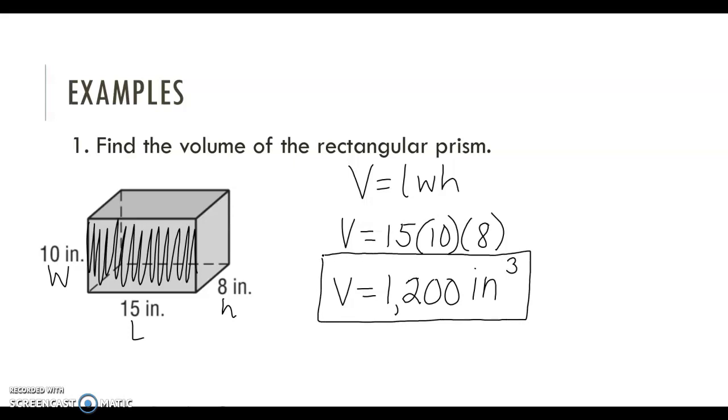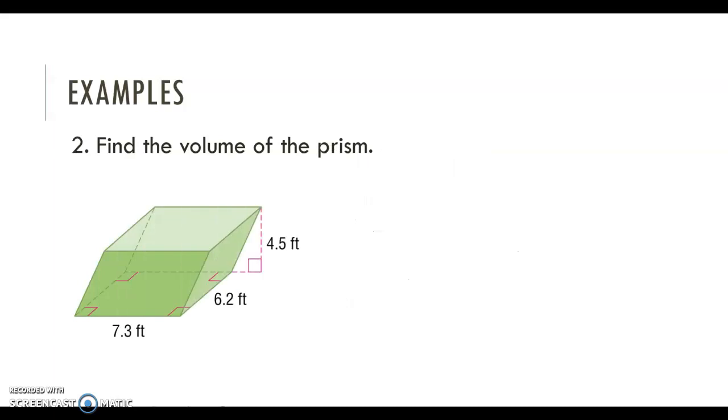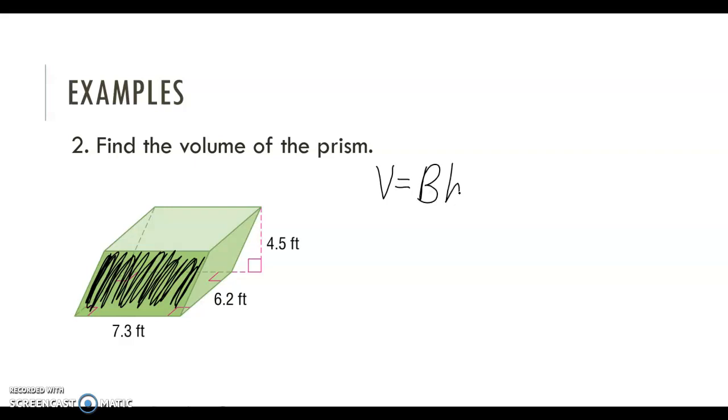Let's look at a different prism. This prism is not quite a rectangular prism. The front base here is actually a parallelogram. So we can use our other formula for this. Our other formula is base area times height. So we're going to be looking at a base area for a parallelogram, and the height of my prism is going to be 6.2 feet.